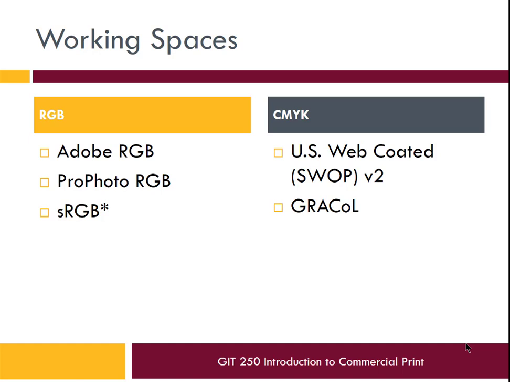You can set a working space, but basically what it means is when I'm creating a document, when I'm designing in Photoshop or working in InDesign or working in some other program, I have my content, my photo, for example. And that photo is going to be an RGB image when it comes out of the camera. I can work on that in Adobe RGB, and that means that all the colors that I work on are going to fit within that Adobe RGB gamut.